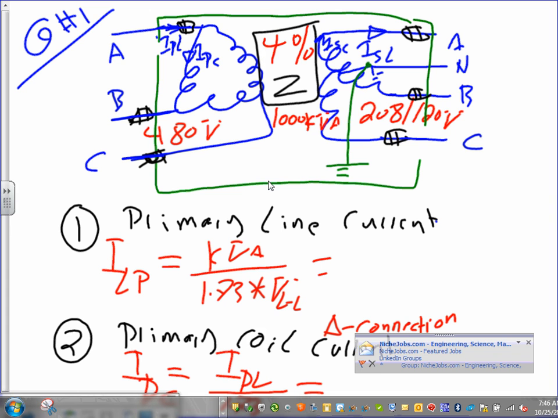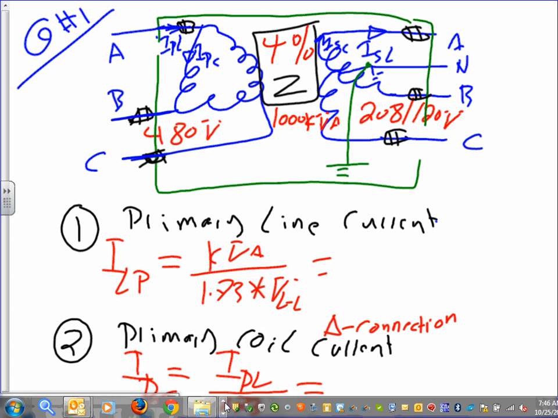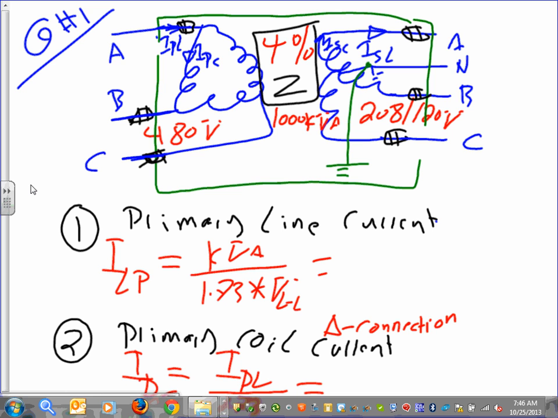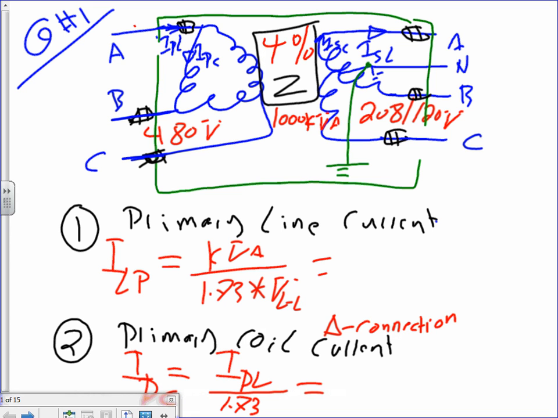What I would like you guys to do is find the primary line current. The line current is the current that's going right through here, through A, B, and C. Then the primary coil current. The coil current is the current that's going through the windings.